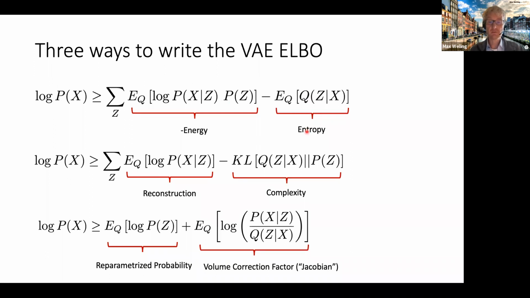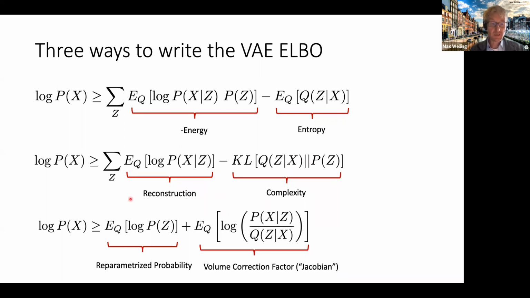Now you can also write this differently. Later people started to write things like this, which is exactly the same, where you move the P(z) into this term and turn it into a KL. And then people think of this as the reconstruction error: how well can you reconstruct X from Z? And this here is the complexity term, which says how different is my encoder from my prior. If it's very different, the model is complex. And if it's the same, then it's not very complex.